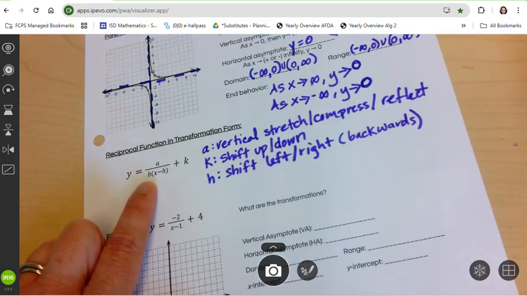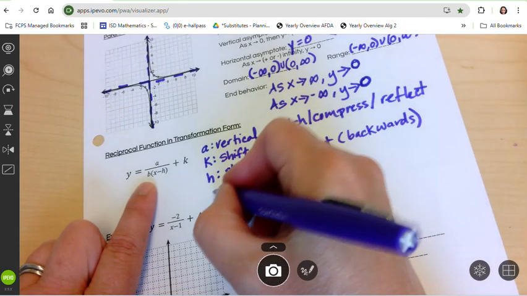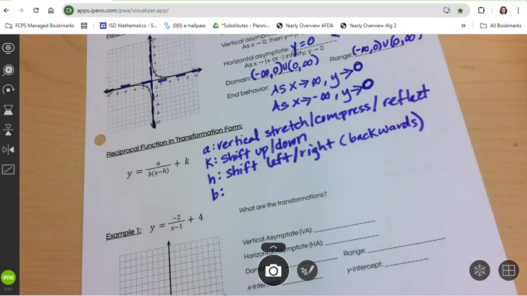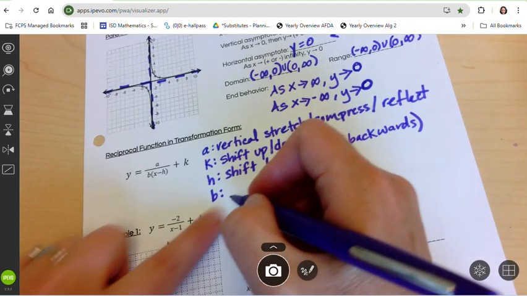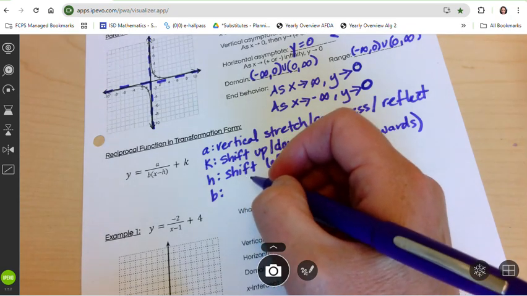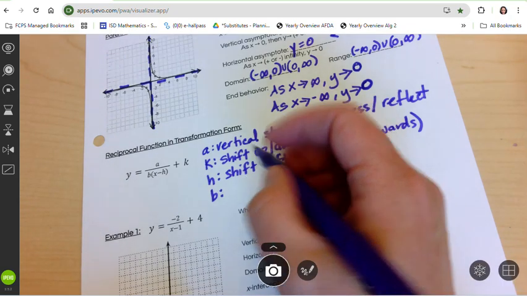The same thing with the B value. The B value is a horizontal stretch, compression, or reflect, and it also happens inversely. So if the B value was like 0.5, it would actually stretch you horizontally instead of compress you. All right, we're not going to be applying B values in our notes or in our practice, but just so you know, you'll get to it later if you do a pre-calculus course.